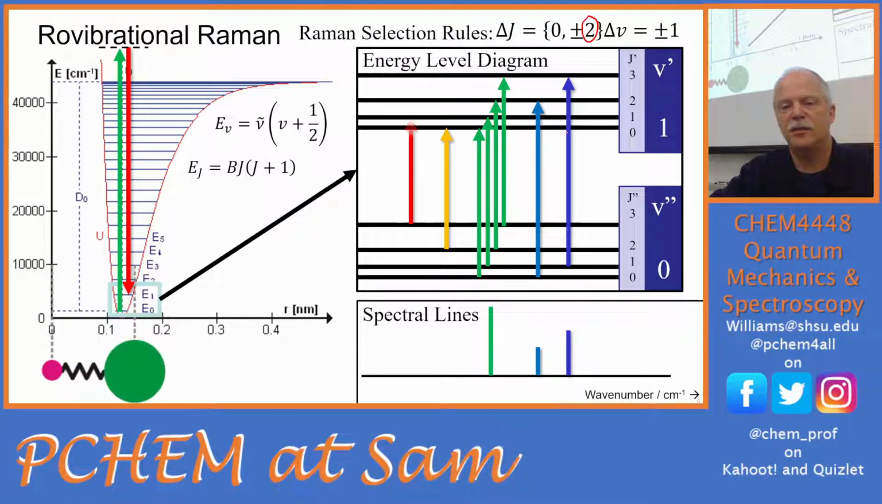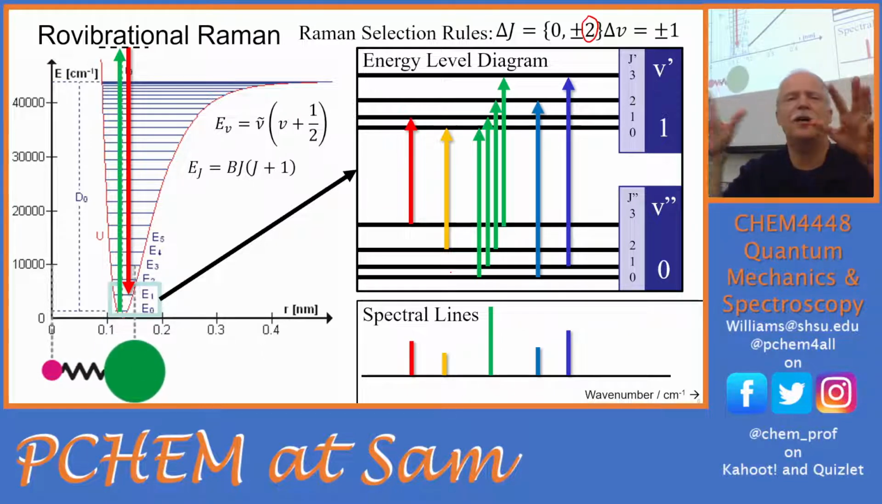Now for the minus 2's, we're starting in 2 and going down to 0. We're starting in 3 and going down to 1. We can't go any lower than that. We can't start at 1 or 0, because we'd have to go to minus 1 or minus 0. And so we have those spectral lines here.